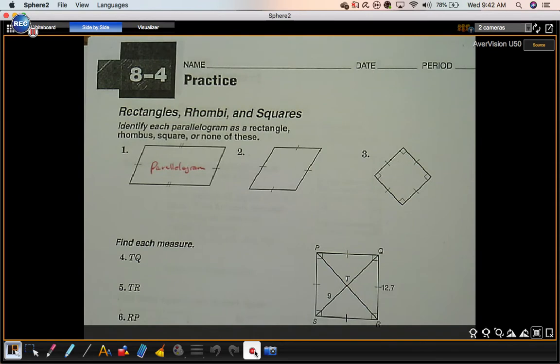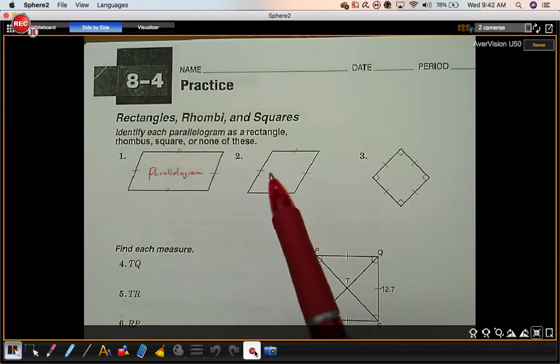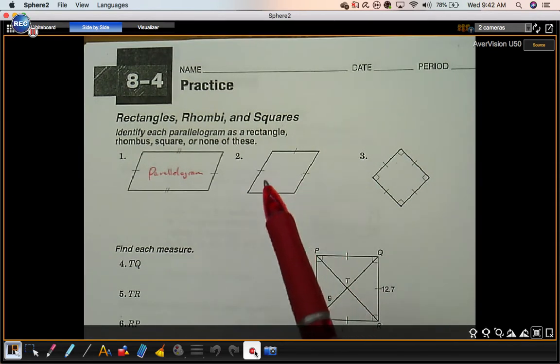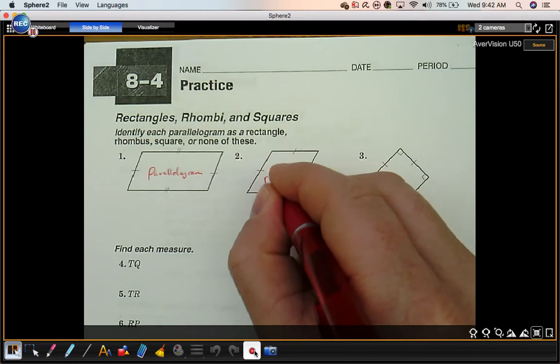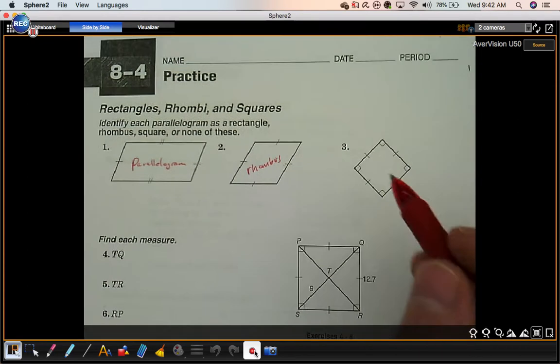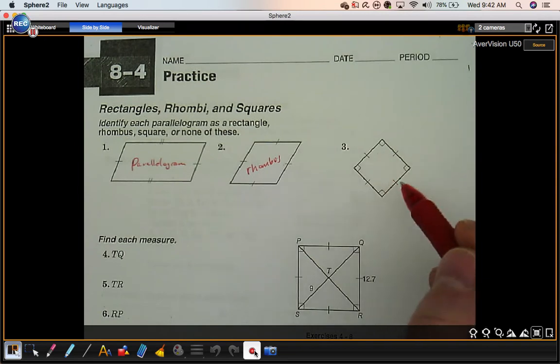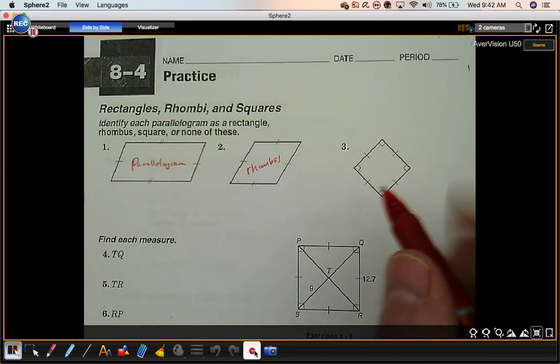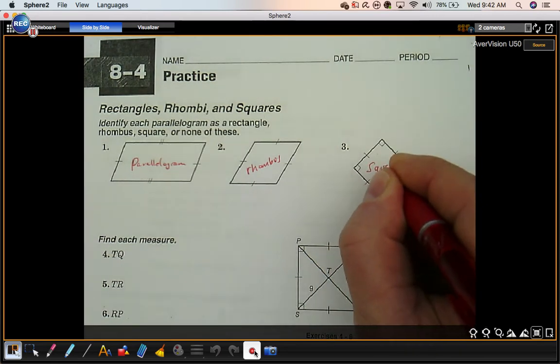Plain old, ordinary parallelogram. This parallelogram is a rhombus because all four sides are congruent. This parallelogram is also a rhombus. All four sides are congruent. It's also a rectangle because all four angles are right angles. So we call those shapes squares.